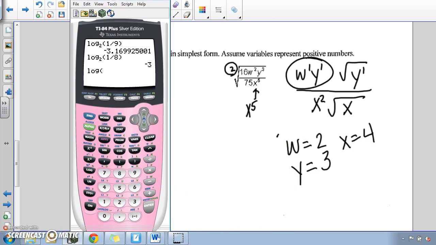So if you do that, we would get square root. And then I would probably do the alpha y equals fraction key. 16 and W is 2, so 16 times 2 squared times y, I picked 3 to the third. And then on the bottom we're going to put 75 times x, I picked 4, so 4 to the 5th. And I get this answer of 3 over 20.